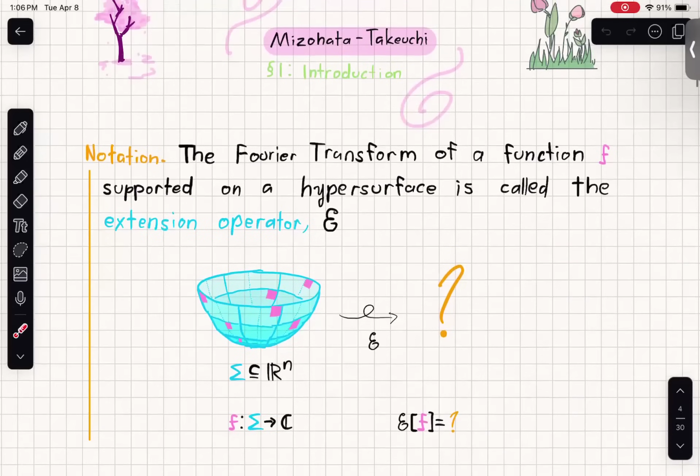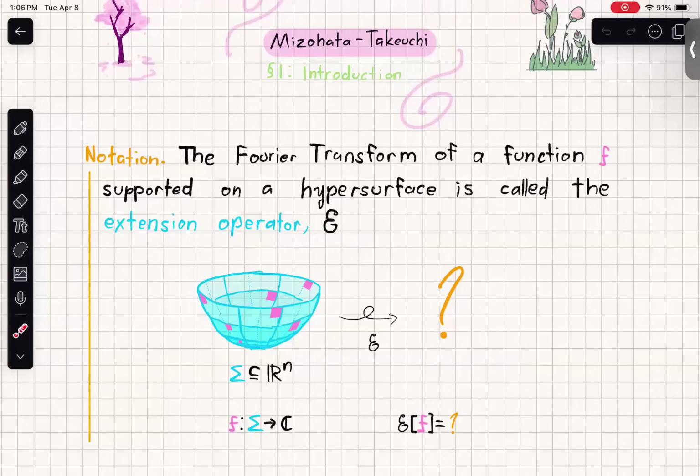Okay, so there's some notation, I guess. If we take some function that's supported on a hypersurface and we take the Fourier transform, technically it's not actually the Fourier transform, because if you just take a function that's zero away from a set of measure zero, then it doesn't make sense to just integrate that, right? So what we do is we multiply our function by the surface measure, and then we integrate that. So that's maybe more of a technical thing.